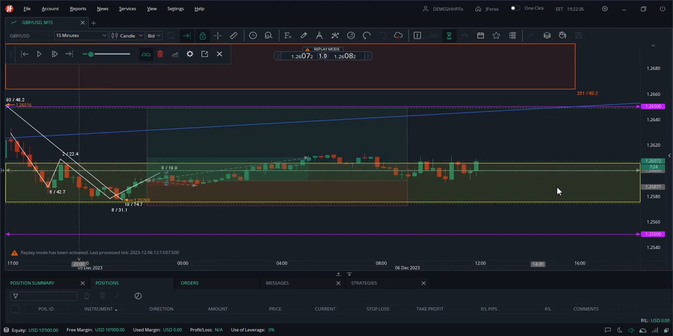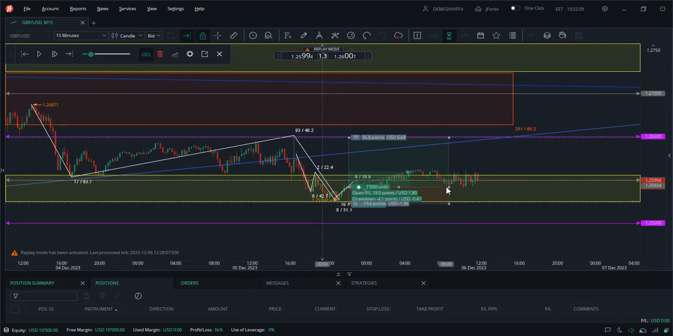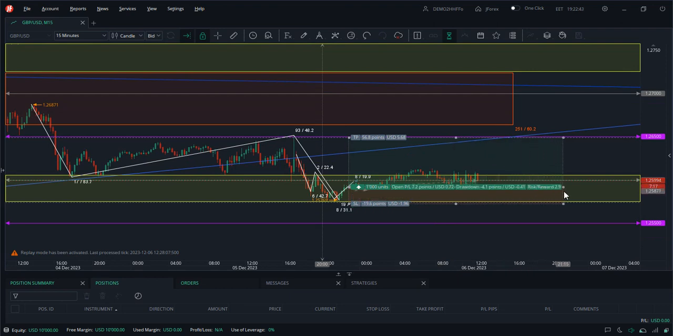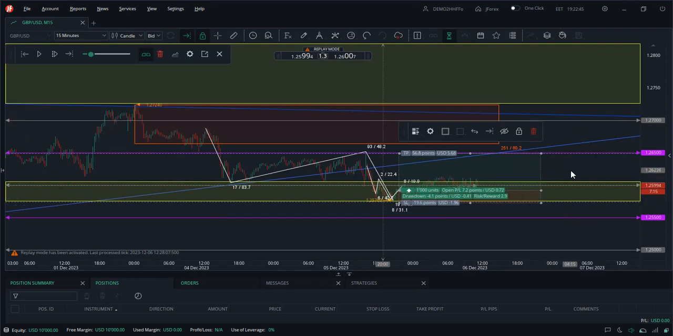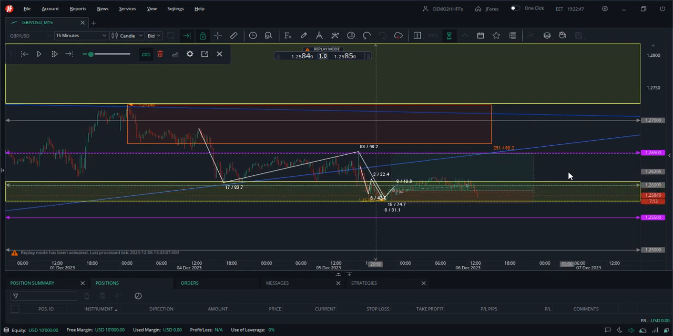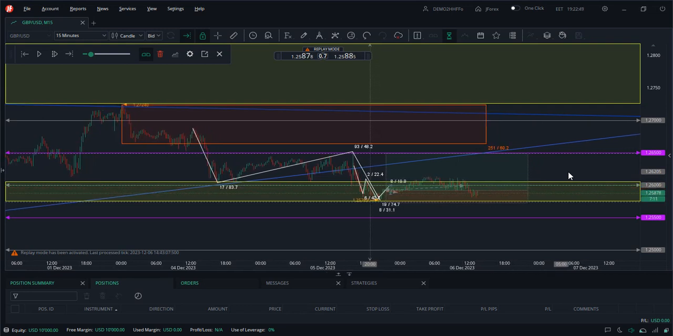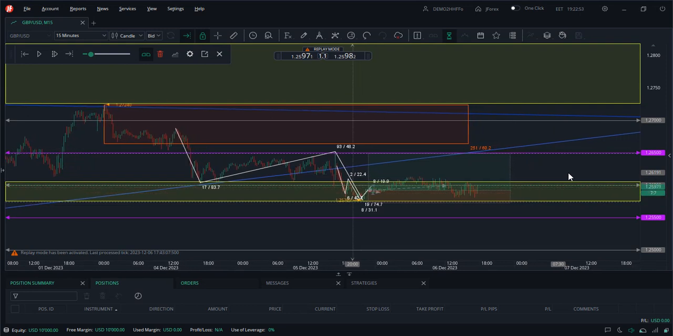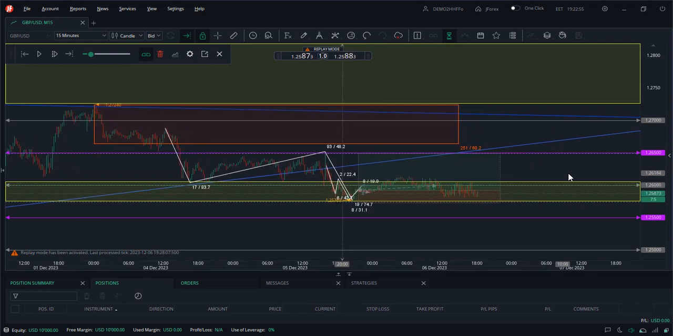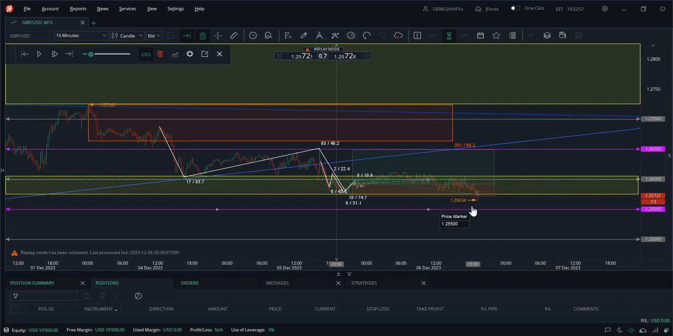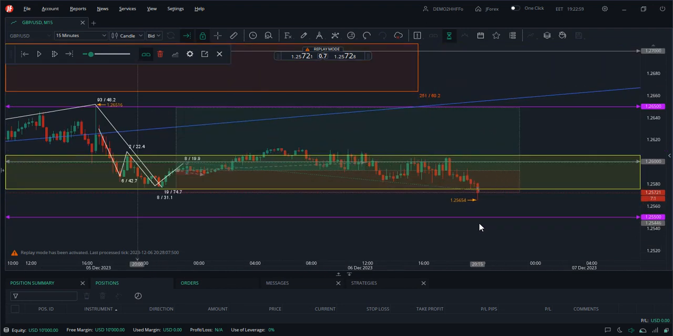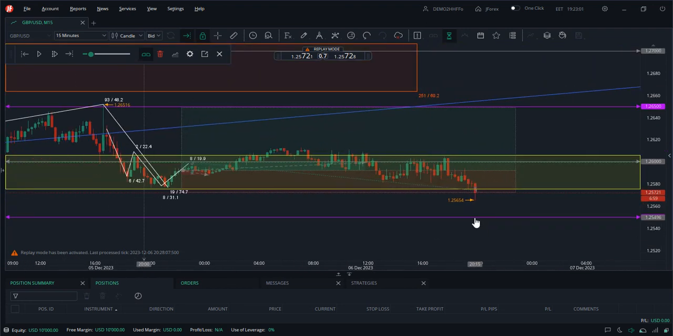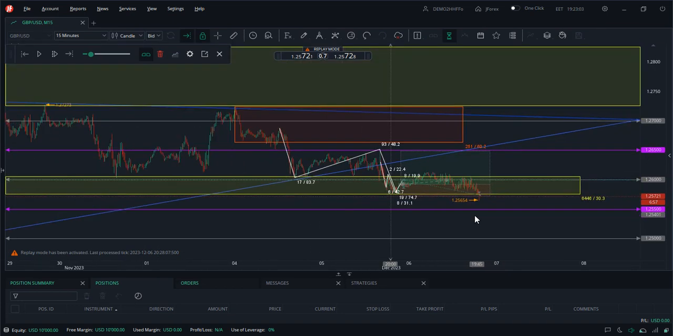All right, so we keep going ahead, ahead, ahead. It's almost in our stop loss. Now this trade hits our stop loss, right? Can you see this trade? It took out our stop loss.